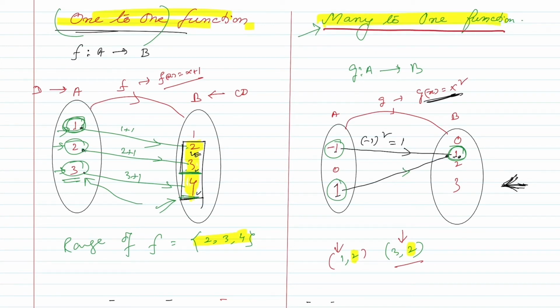Such types of functions are called many-to-one functions. Here 0 is associated with only 0, but the image 1 in the codomain has two pre-images, -1 and +1. So such types of functions are called many-to-one functions. Now let us discuss the inverse function.